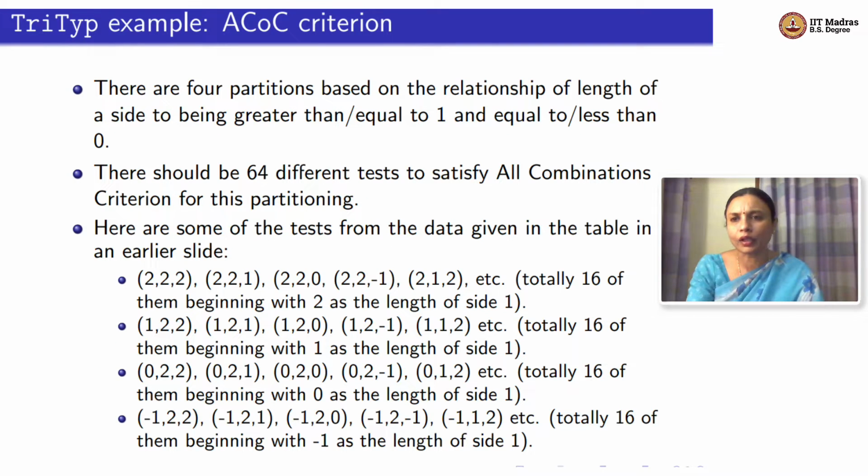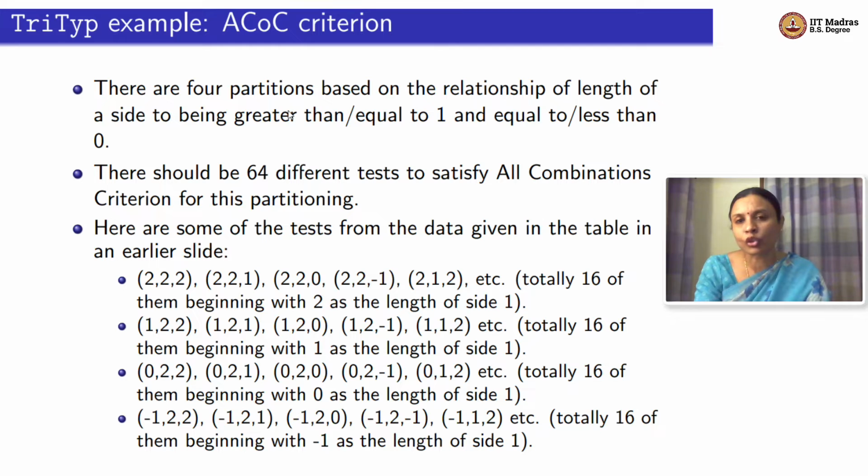What are the coverage criteria going to look like? Let's consider ACOC, the all combinations coverage criterion, for the same tri-type triangle. There are 4 partitions, and this is just a random choice of partitions that I am making. The length of the side could be greater than 1, or equal to 1, or equal to 0, or less than 0. If it is equal to 0 or less than 0, you should get an invalid triangle. If it is greater than or equal to 1, then it classifies based on the kind of input. So this is the partition for the sides that I'm considering.